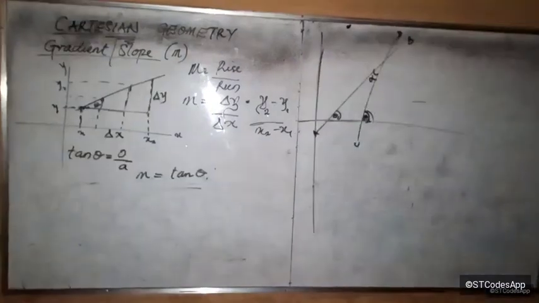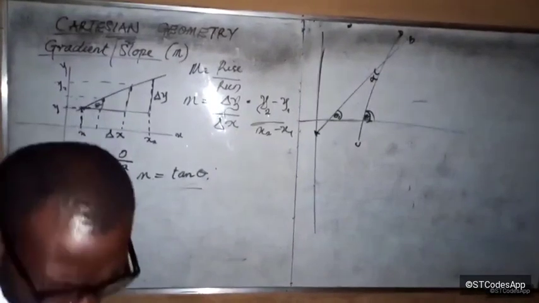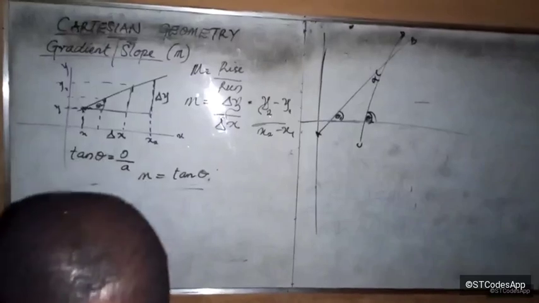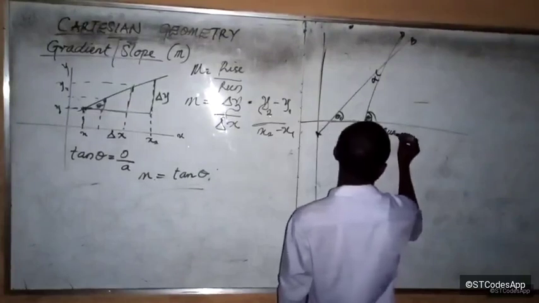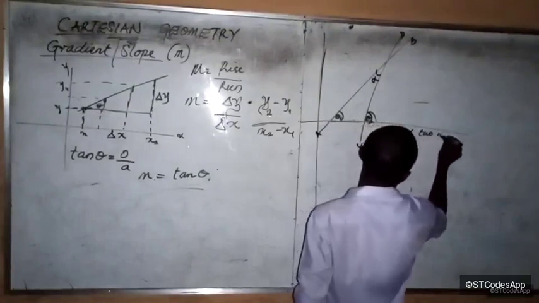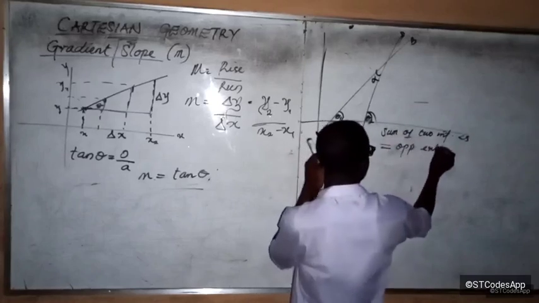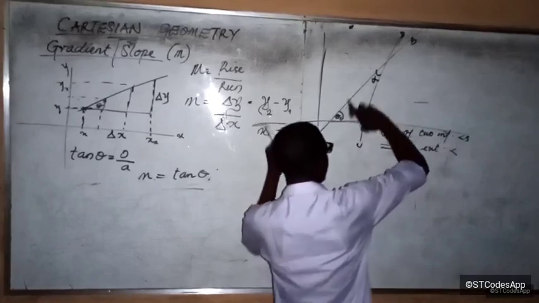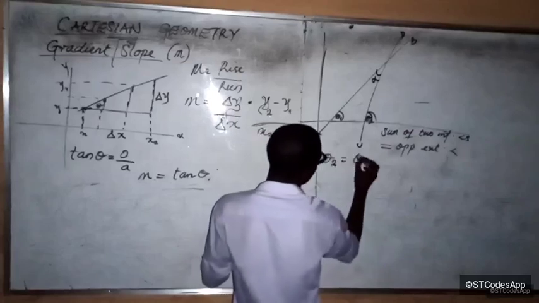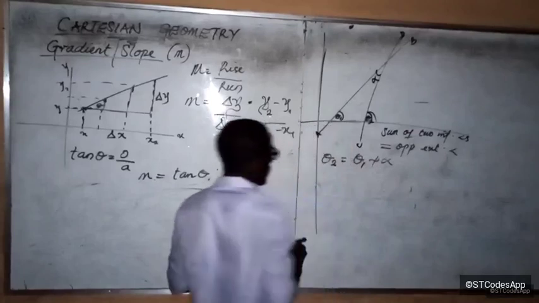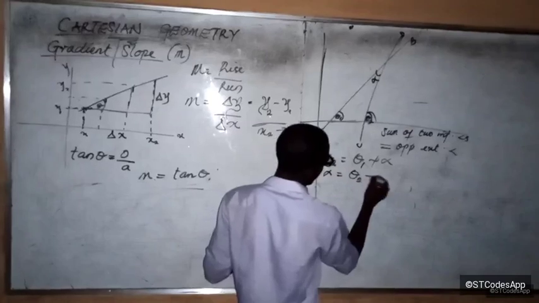All right? So remember the rule that says the sum of two interior angles is equal to the opposite exterior angle. So the sum of this angle and this angle will be equal to this. So it means that theta 2 is equal to theta 1 plus alpha, isn't it? So it therefore means that alpha is equal to theta 2 minus theta 1. You agree, right?